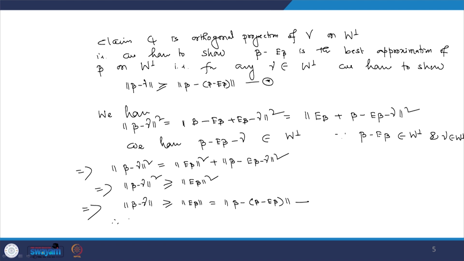So beta minus E beta is the best approximation of beta on W complement. We see that if V is an inner product space and W is a finite dimensional subspace, then one can have the orthogonal projection of V on W as well as the orthogonal projection of V on the orthogonal complement.